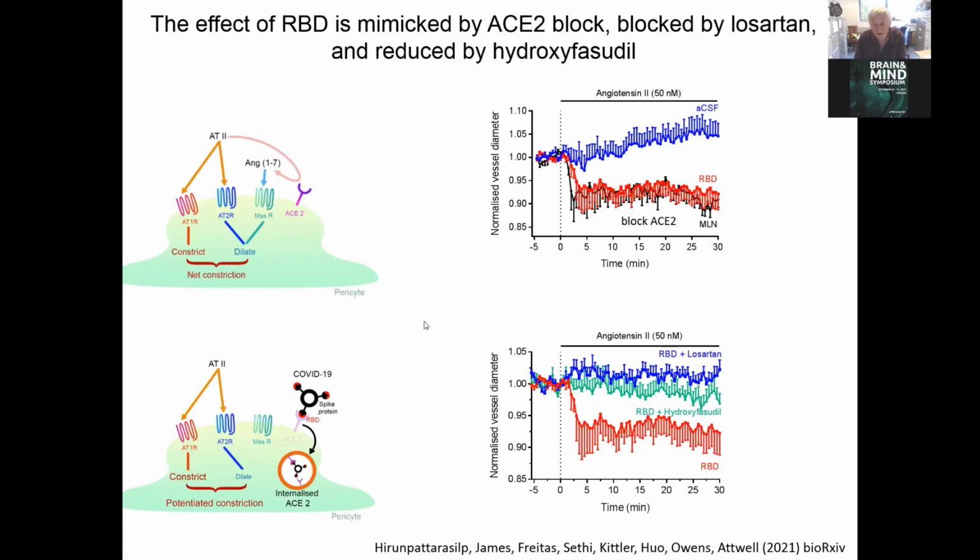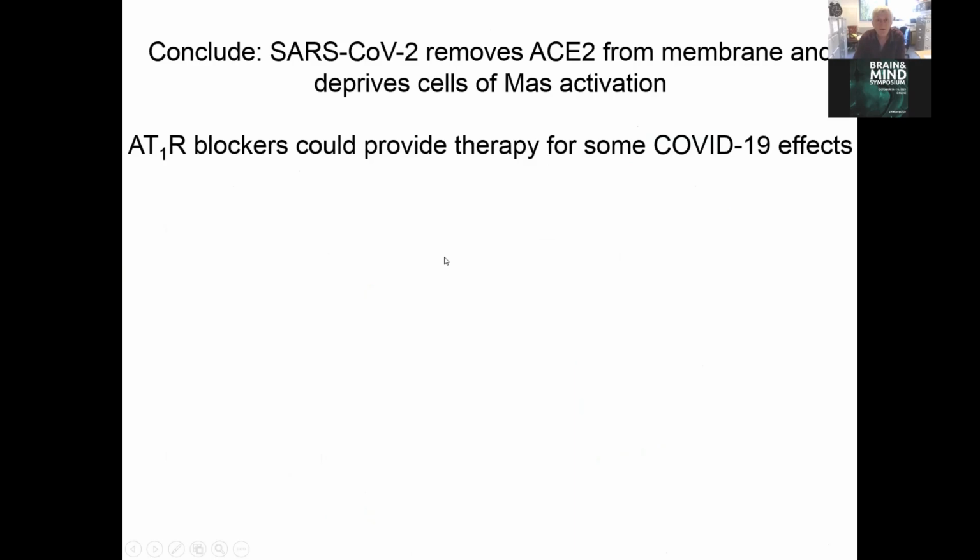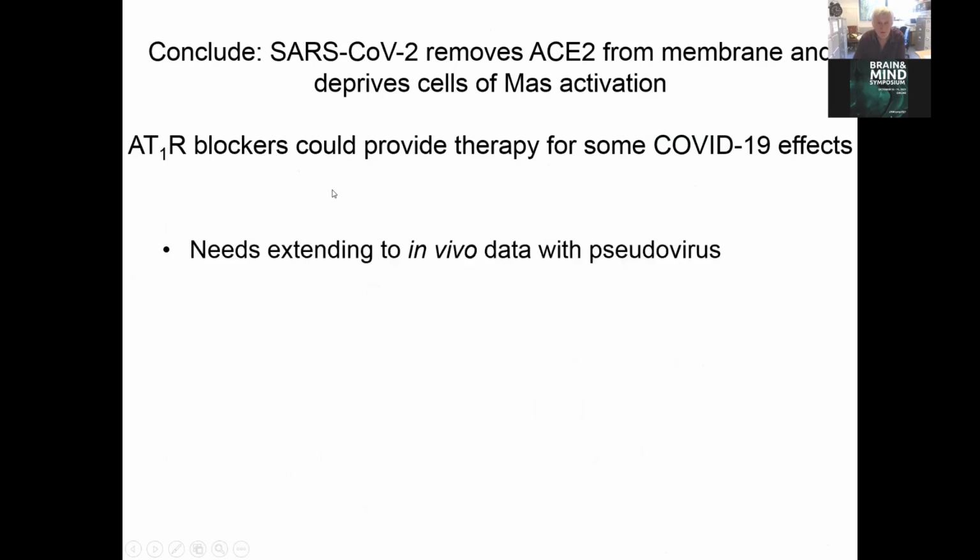Because if there's a long-lasting decrease of blood flow in the brain, that could contribute to some aspects of long COVID, for example. So to conclude this section, the virus removes ACE2 and deprives cells of MAS activation. AT1 blockers might be useful, but don't get too excited. This needs extending to in vivo data using pseudovirus.